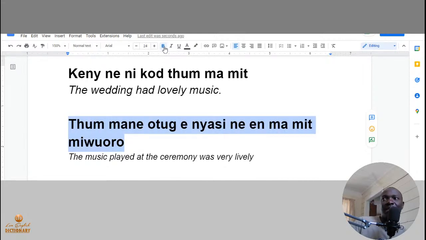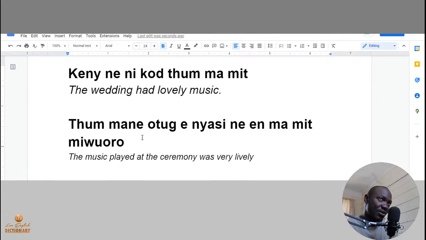Or if it's something that we would dance to, ne en ma mielo. Ne en ma mielo mit miwuoro. Thum mane otug e nyasi ne en ma mielo mit miwuoro. So the music that was played in the ceremony was very lively.